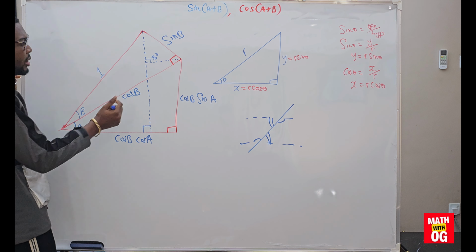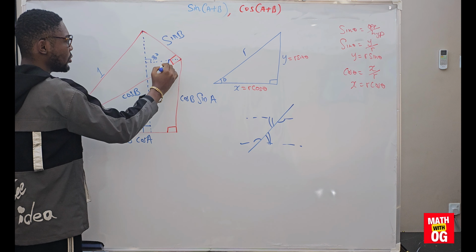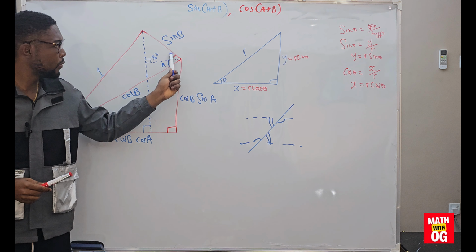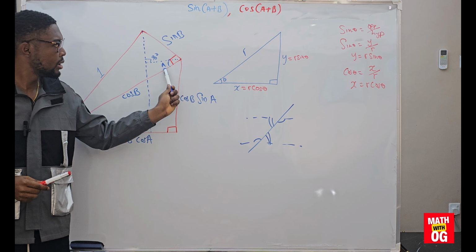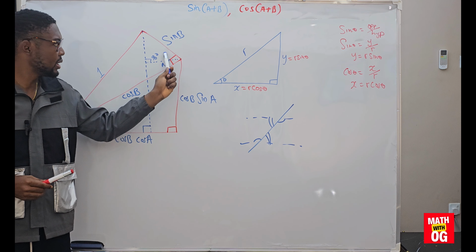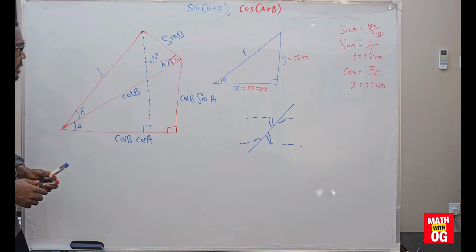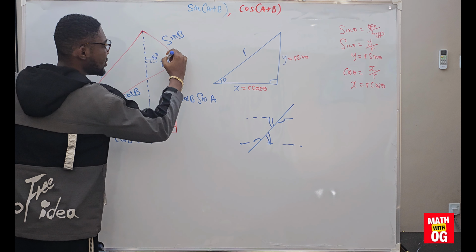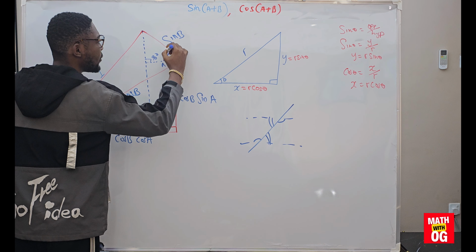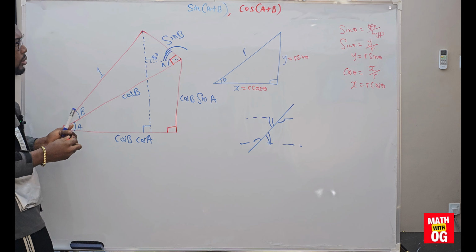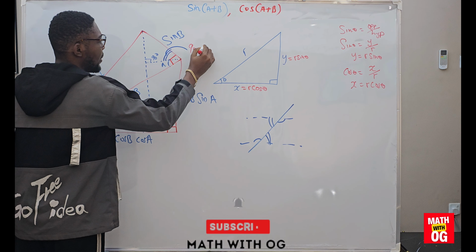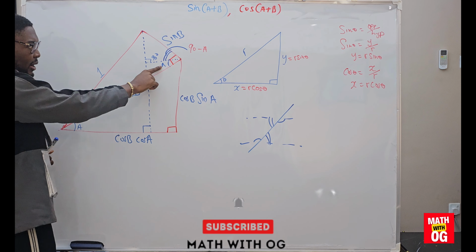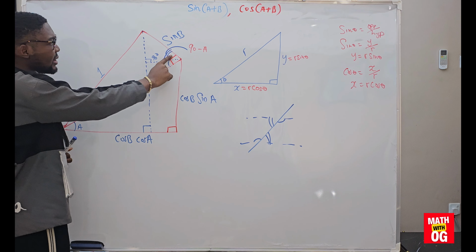So if here is angle A, it means that this angle here is also going to be equal to angle A. Now remember, we agreed that the full angle here is 90 degrees. So if the full angle here is 90 degrees, the angle here should be 90 minus A. So the angle here is simply equal to 90 minus A. Reason being that from here to here is 90 degrees. We've agreed that here is A, so here has to be 90 minus A.